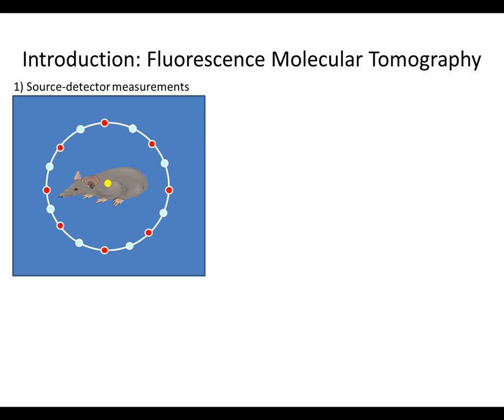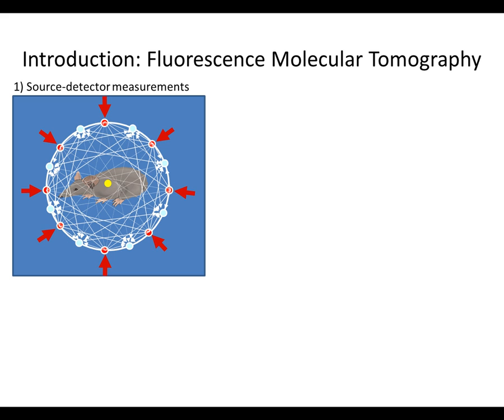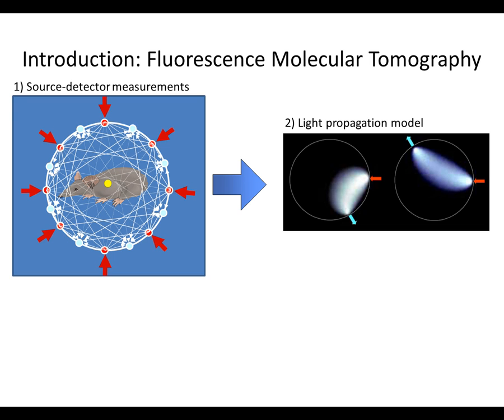So how do we do this? Well, we do it in a way that's very similar to X-ray CT. So once we've introduced the fluorophore into the animal somehow, we surround it with a series of sources and detectors. And we illuminate the animal with our laser and collect the response at several detectors, such that in the end we wind up with this dense pattern of source detector pair measurements.